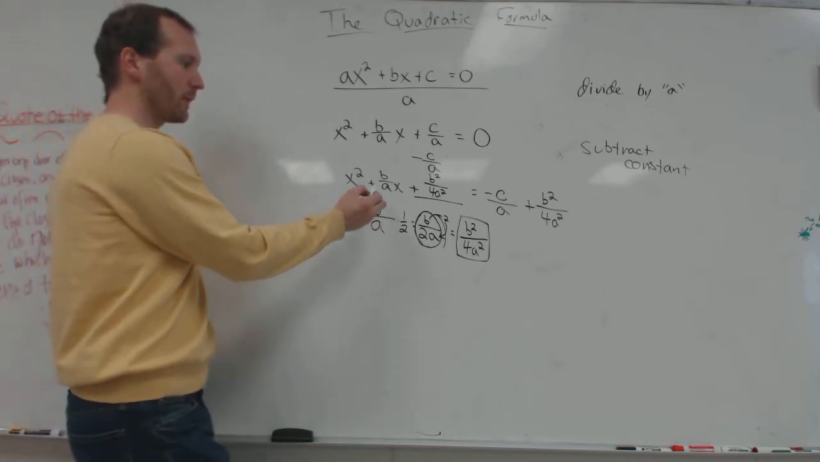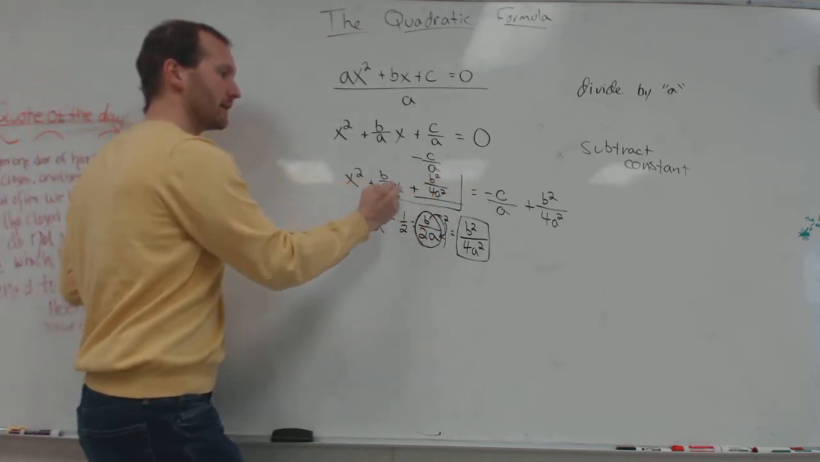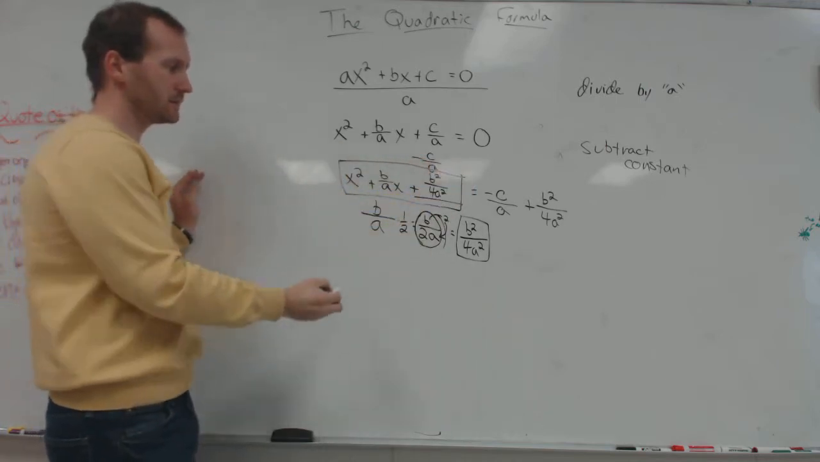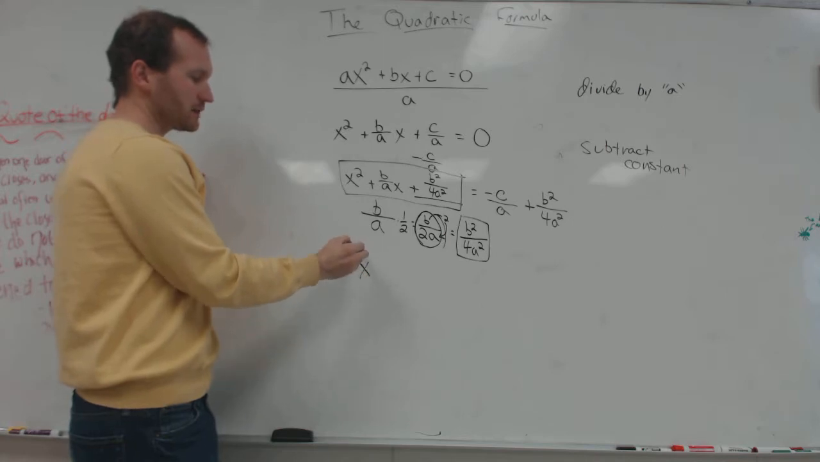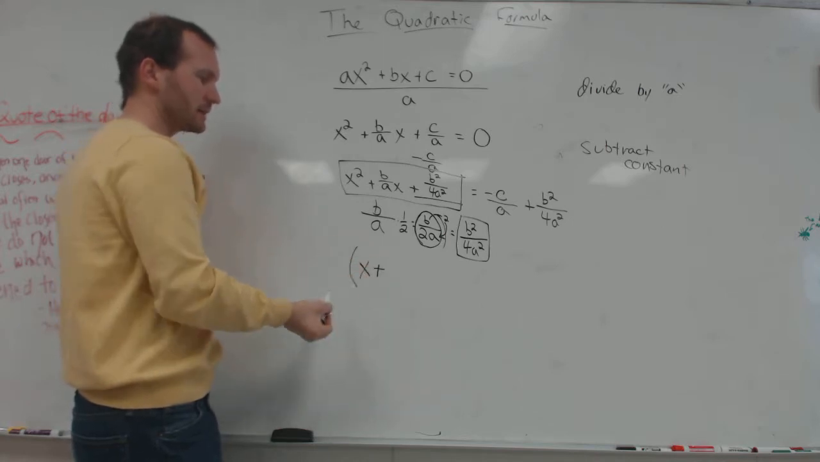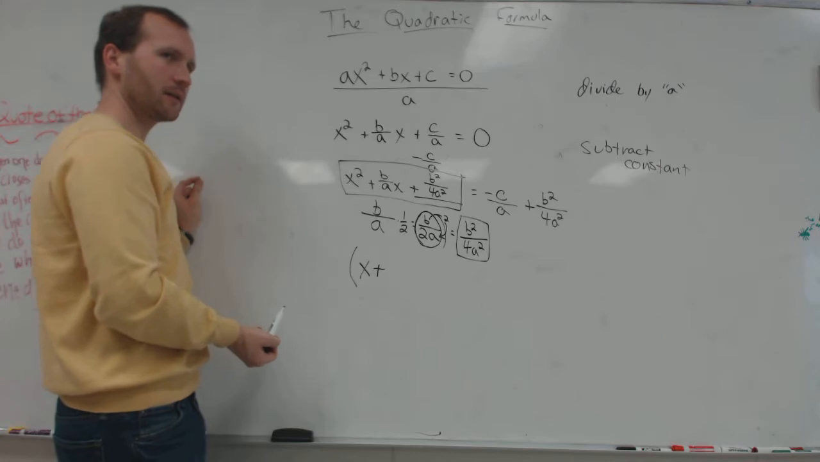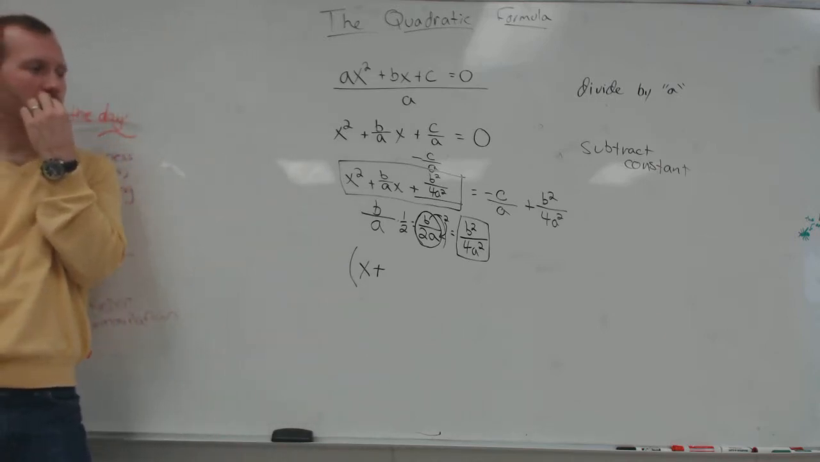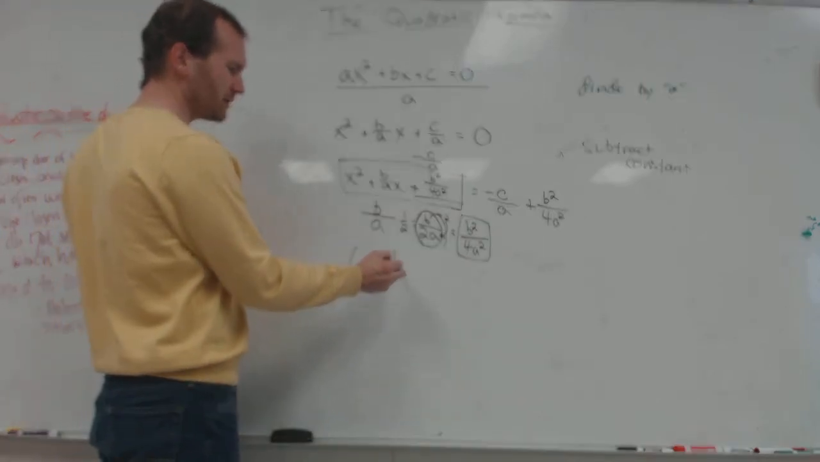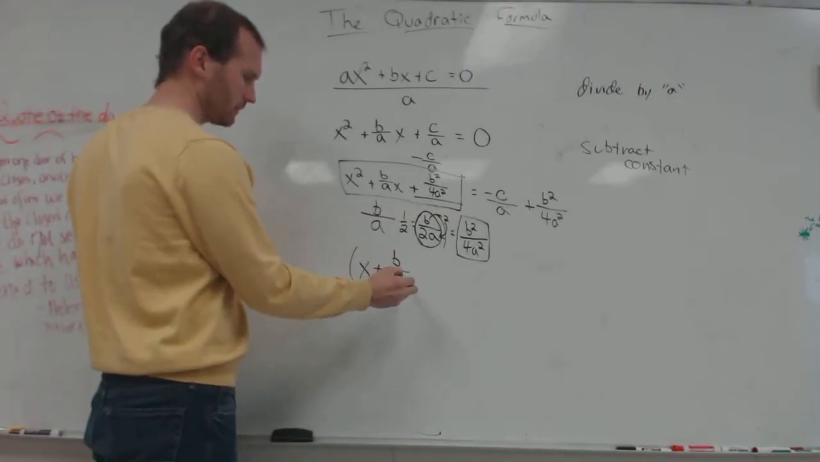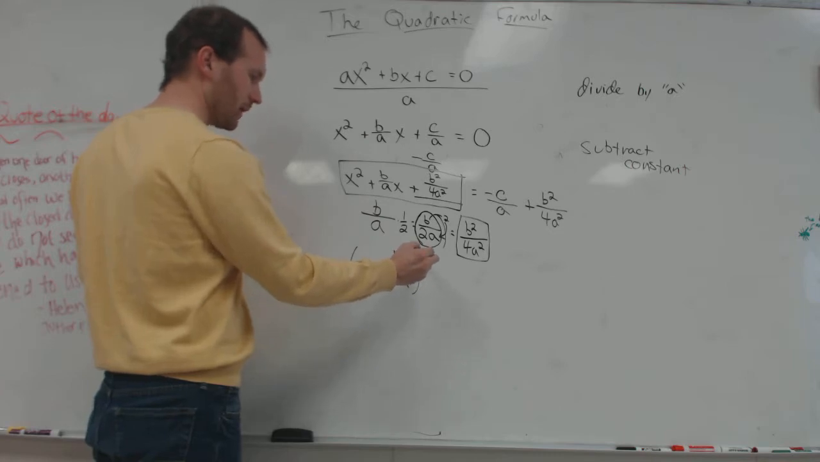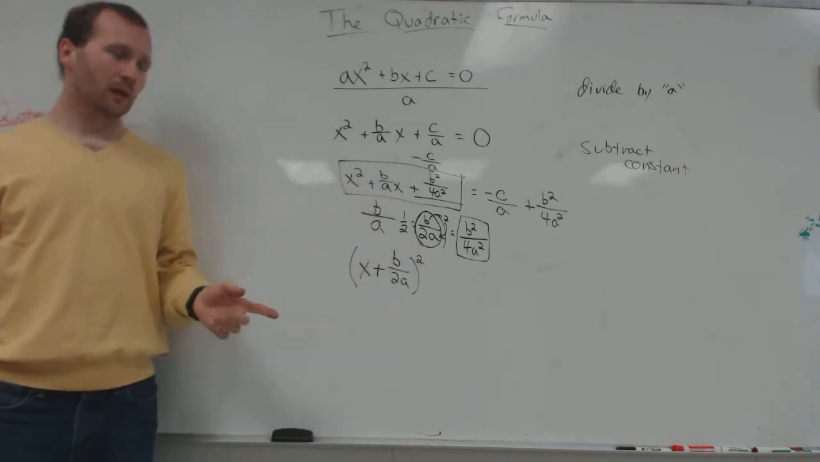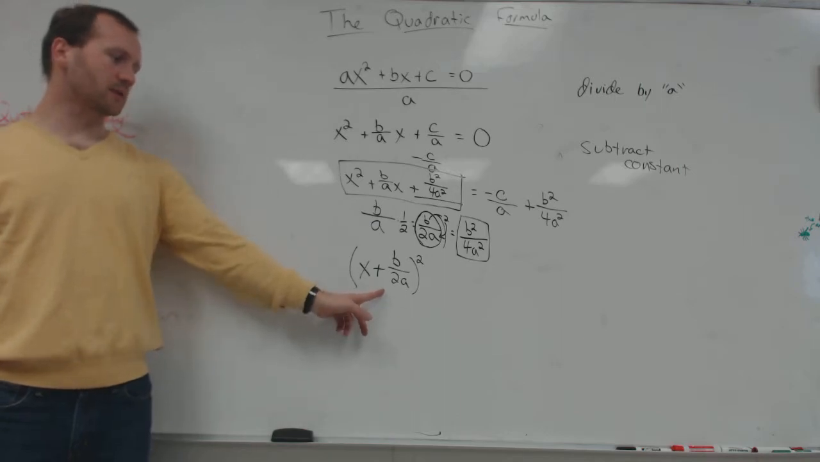We know that this whole side is equal to what? No, we're going to factor it. x plus b over 2a, yeah, x plus b over 2a squared. So this equals this. And we could FOIL it and prove it to ourselves.